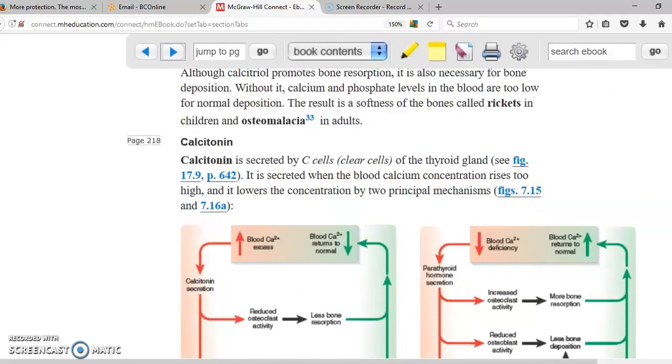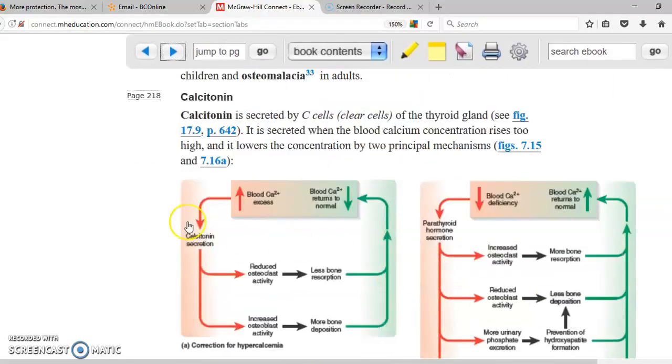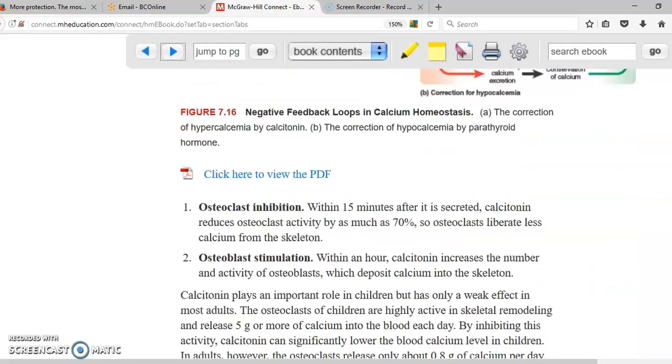The next one is going to be calcitonin. Calcitonin is a hormone produced by your thyroid gland. The thyroid gland has C cells, and the C cells are in charge of producing calcitonin. What calcitonin is going to do, calcitonin is going to reduce the levels of calcium in blood. How is it going to achieve that? Calcitonin removes the calcium from your blood into your bones.